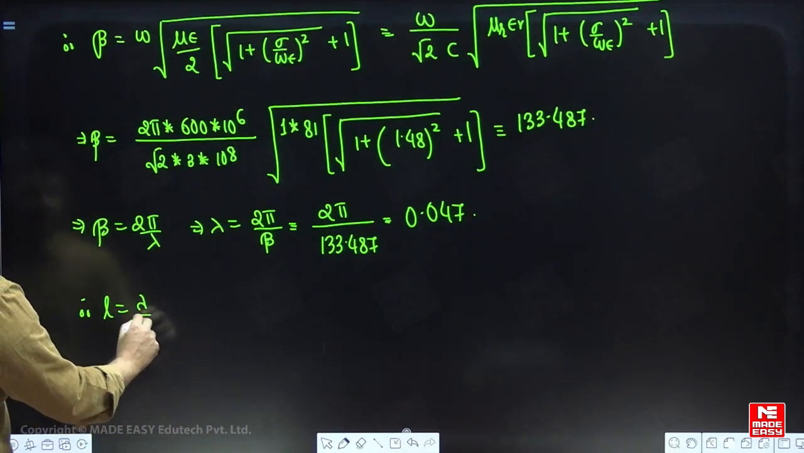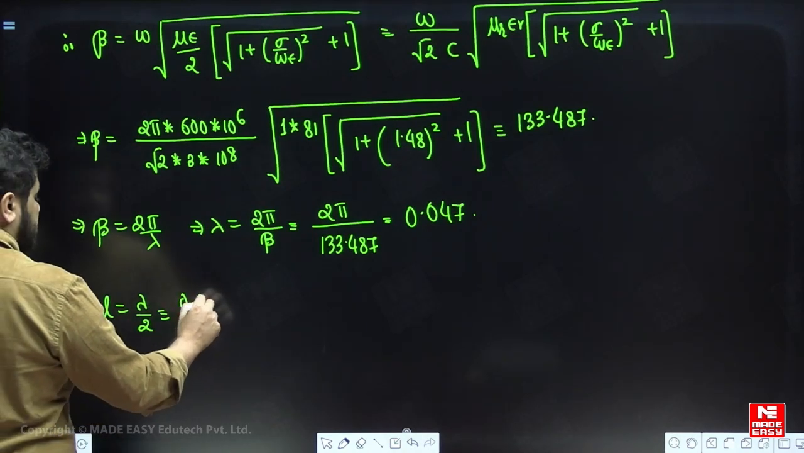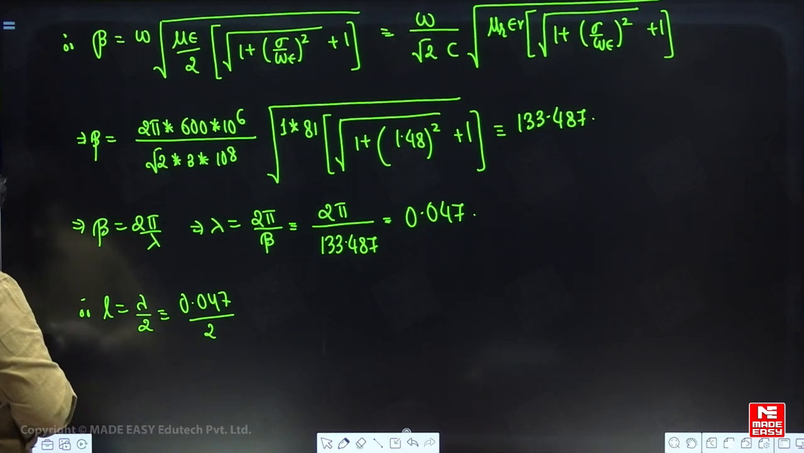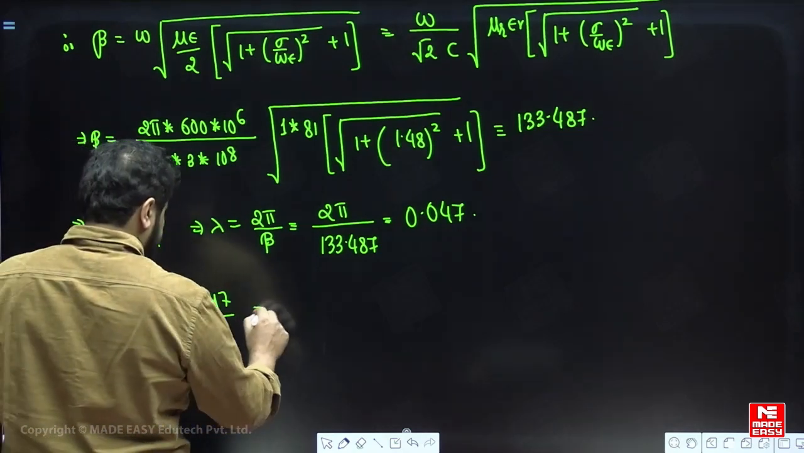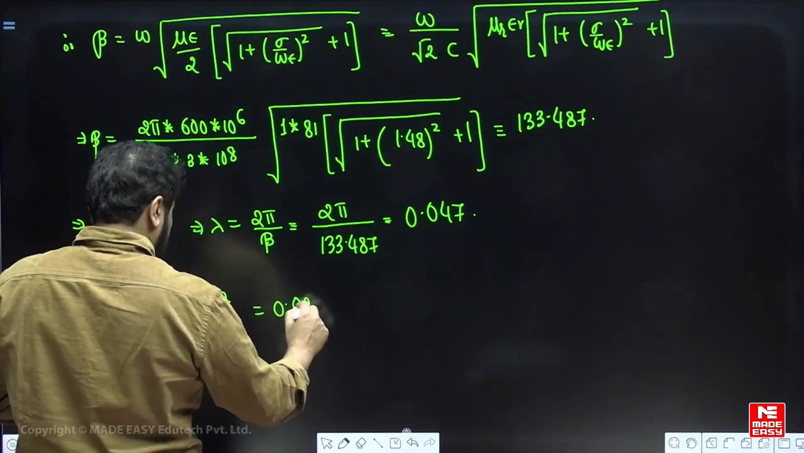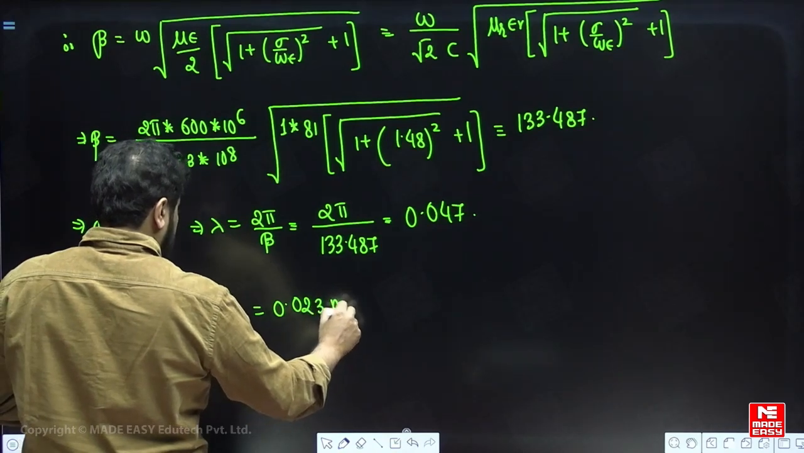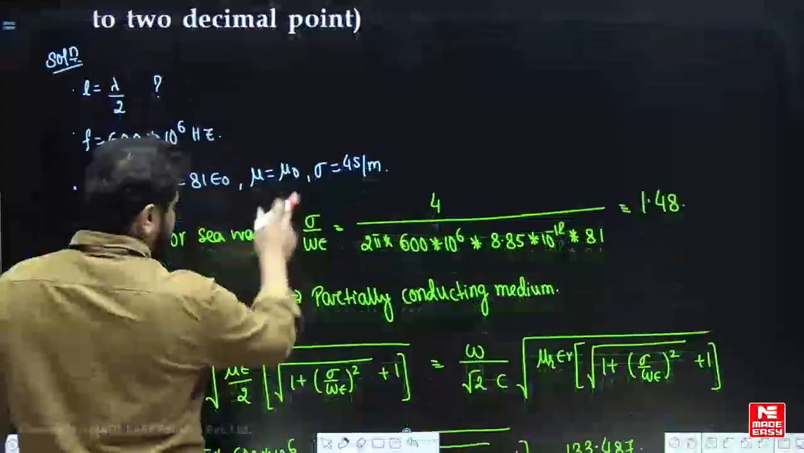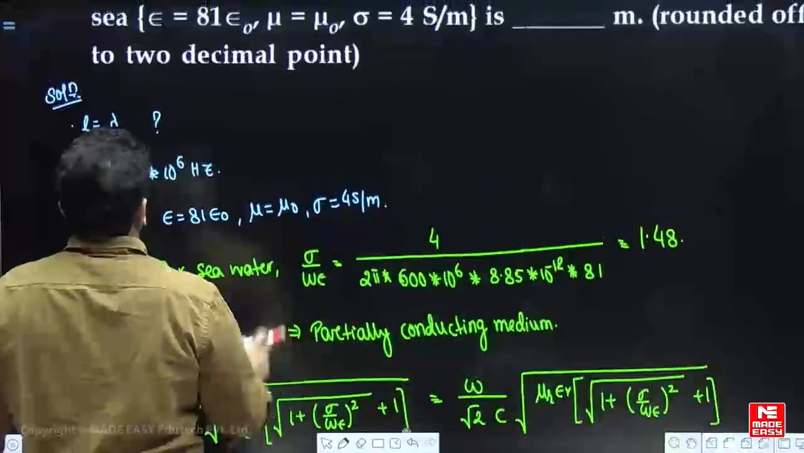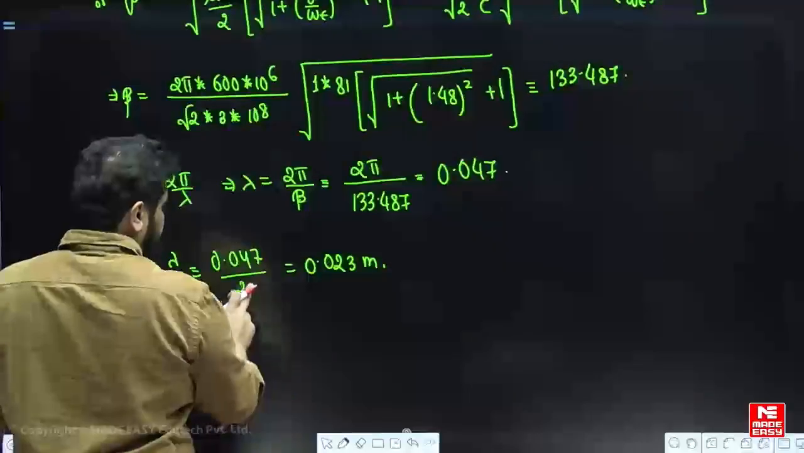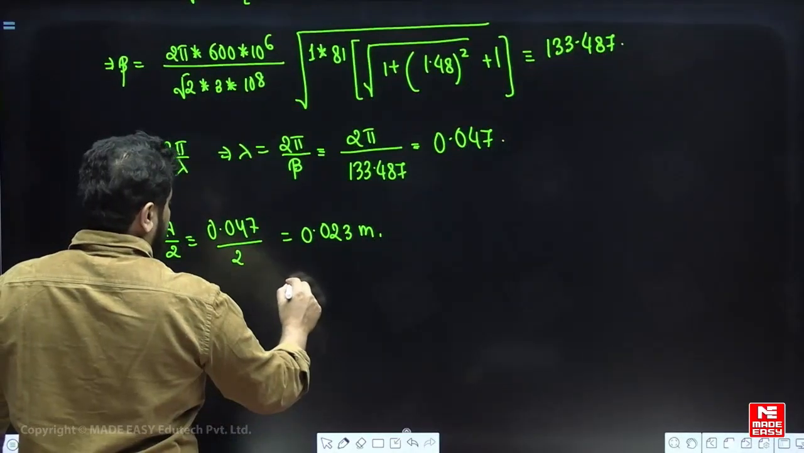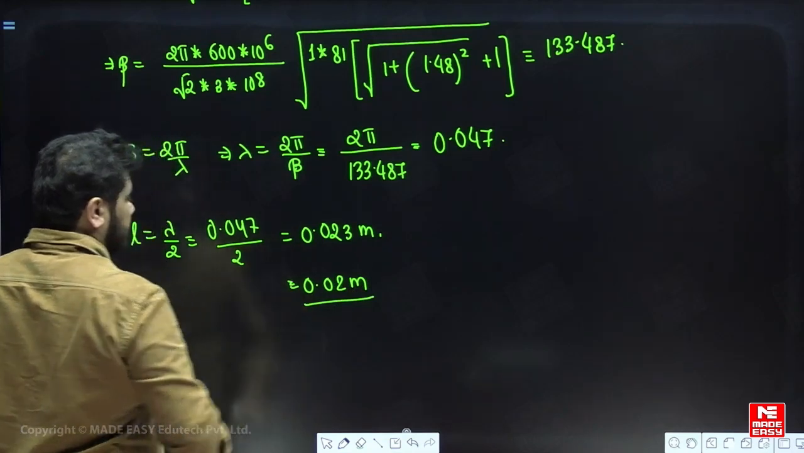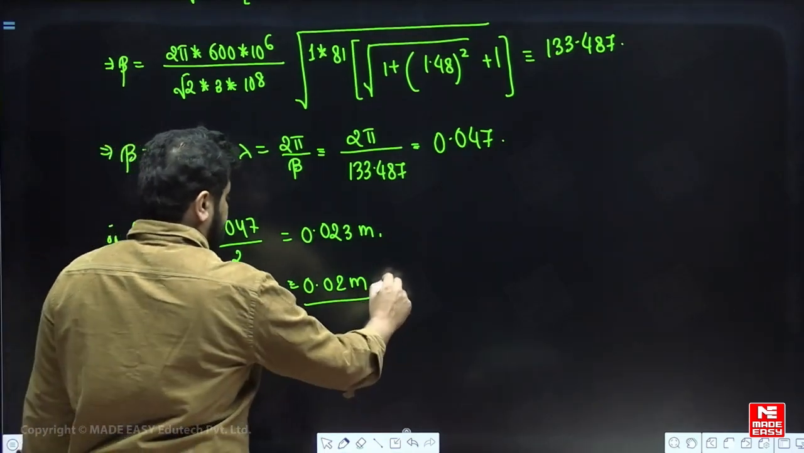Length is given as lambda by 2, 0.047 by 2. So divided by 2, 0.023 meter. So is this given in centimeter or meter? Let me check. Meter. And rounded off up to 2 decimal points. Okay, so 2 decimal points. So this is 0.02 meter. Correct. So this should be the answer.